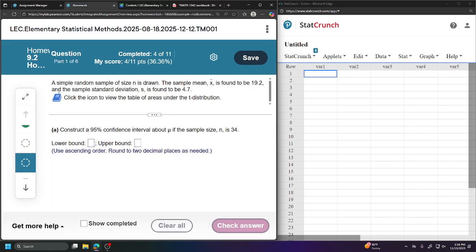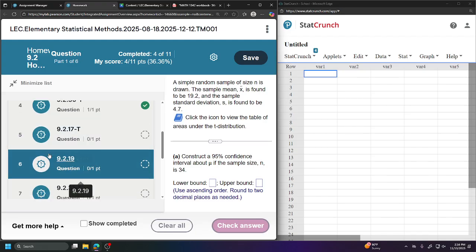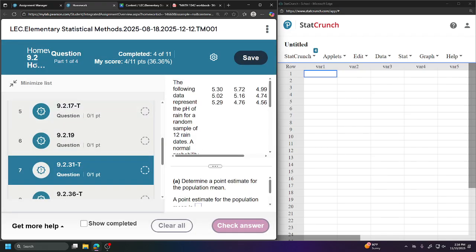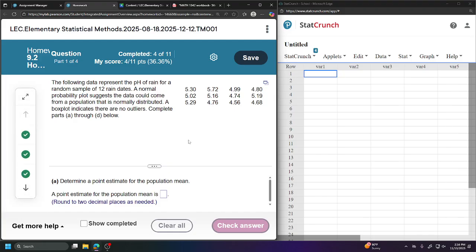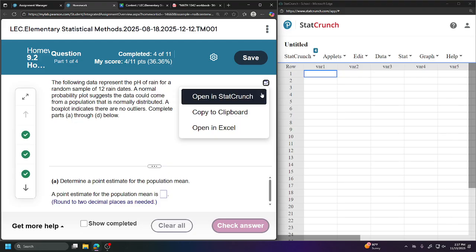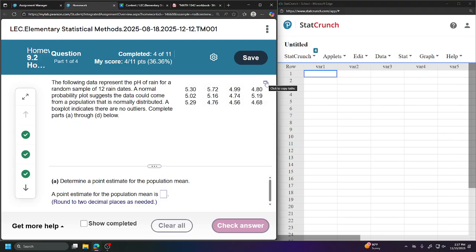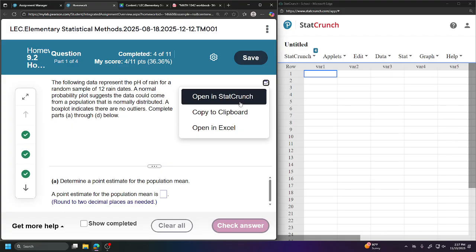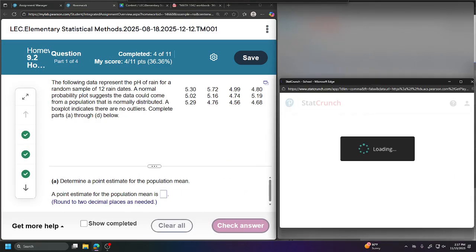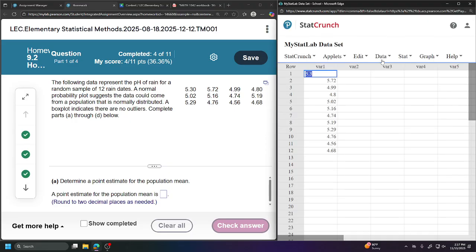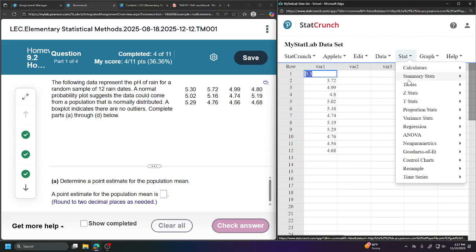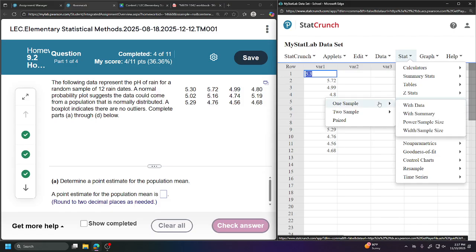Okay, cool. Let me find the one that I wanted to talk about, number 7. Aha, here we go. So they say find the point estimate, and it's only part 1 of a few. See how here it says open in StatCrunch, right? With that little button. It's been a while since we had that. I got all my data. So now, Stat, T-stats, 1 sample with data. This is that one moment where we've got to use the data.